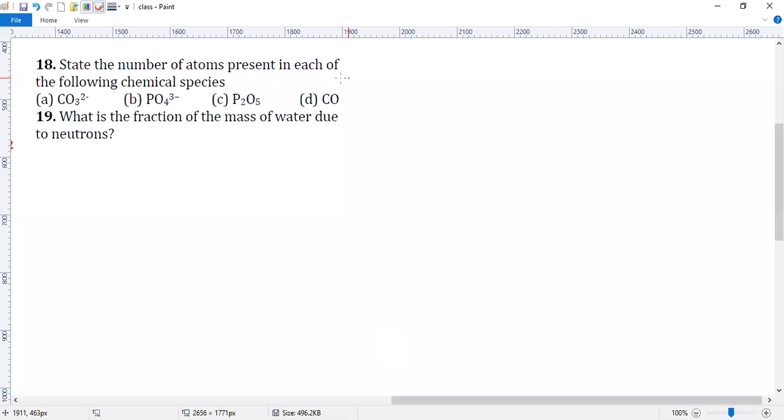This is not about molecular mass and all. They are just asking you for the number of atoms. Question number 18. They ask you for the number of atoms in this particular chemical species. Which is the species? CO3 2 minus. 2 minus means it has acquired 2 electrons. So we are not bothered about the electrons. Rather, we are bothered about the atoms as such. So how many atoms are there? There is 1 carbon and oxygen atoms are 3 in number. So totally how many? It is 4.